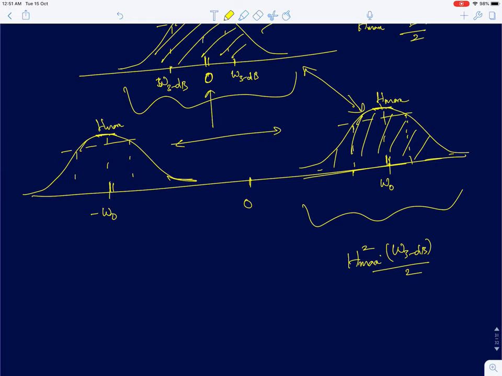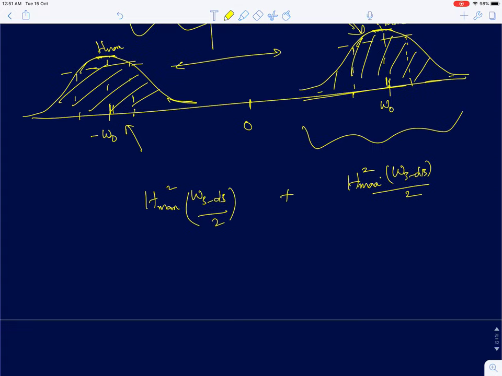And similarly, for this as well, if I integrate the negative half, for the negative frequencies, I'm going to get H max square into omega 3 dB by 2. So when I add them, since the overall integral runs from minus infinity to plus infinity, I have to add both these results. I'm going to get H max square into omega 3 dB. So this is nothing but H max square into omega naught by 2Q.